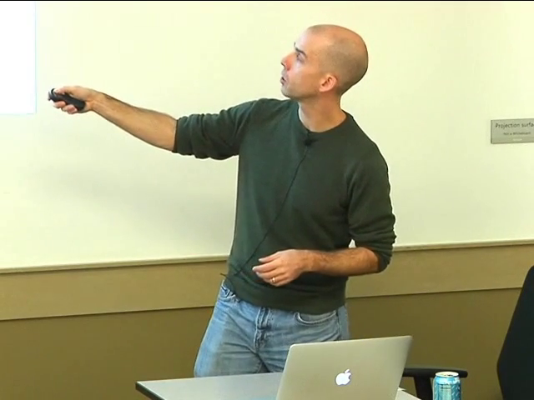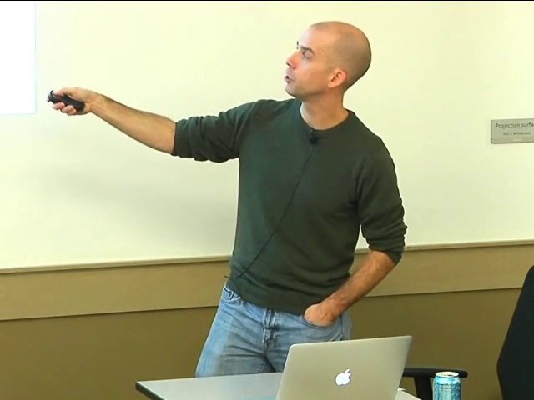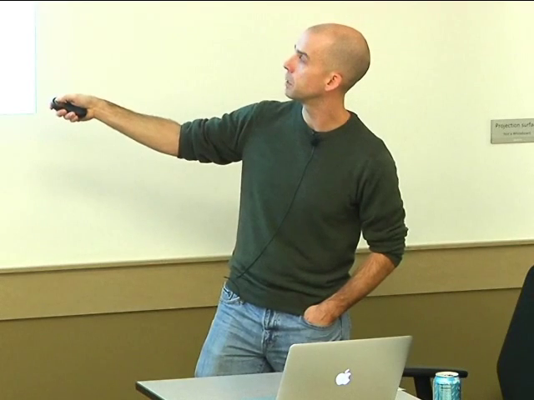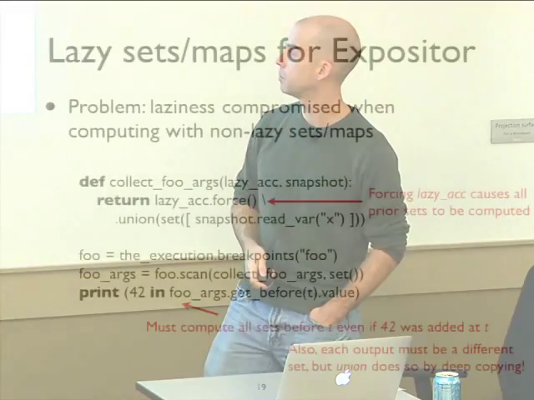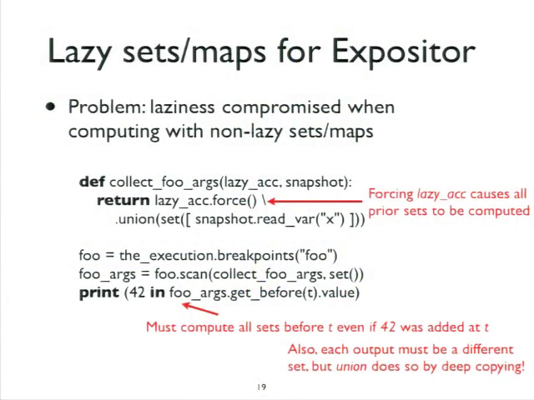Okay, so what is collect foo args going to do? Well, it's going to force the accumulator, so that's the set, which starts out as empty, and then it's going to union it with whatever the current value of x is. Okay, so why is that a problem? Well, each time I go to perform this union, first of all, I'm forcing the trace again, so I'm going to have to go all the way back to the beginning. And second of all, union is going to deep copy the set each time I add an element to it in order to make it purely functional.